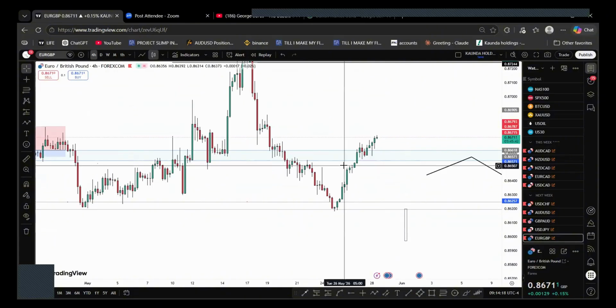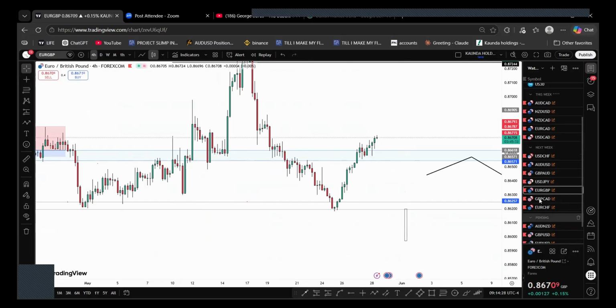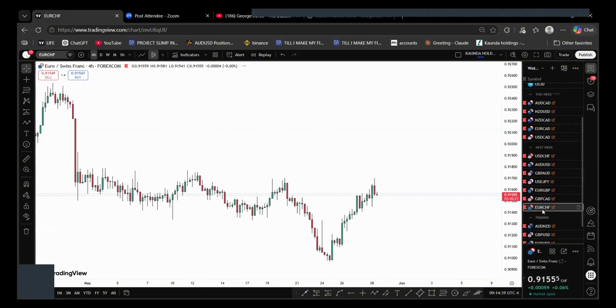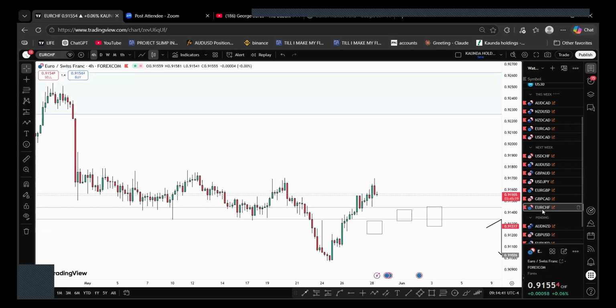This is the forward time frame. We'll see how we close this week. Maybe, who knows, this might be one of those you can look at next week. GBP card, I still need price to retest back at this level. Euro CHF, I still need price to retest back at this level.